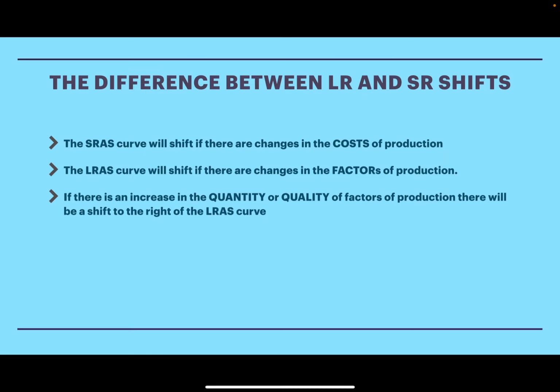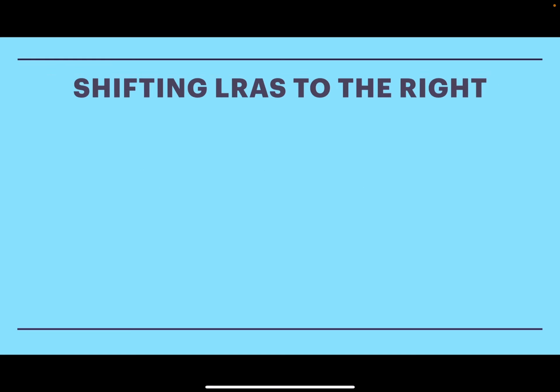So just as with the production possibility curve, we say that if there's an increase in the quantity or quality of the factors of production, then we'll shift the long run aggregate supply curve to the right, or we'll shift the production possibility curve to the right. So let's have a look at some of those factors. Education and training. So your workforce becomes more productive after they've been trained, after they've had better education. So the maximum potential output will increase. They're able to do more in a day or in a period of time.